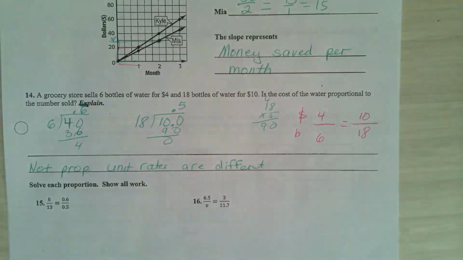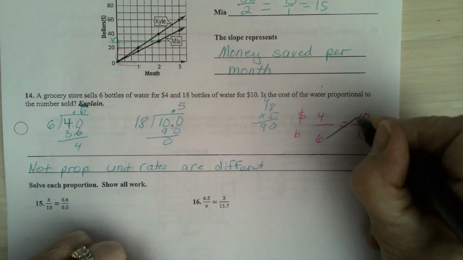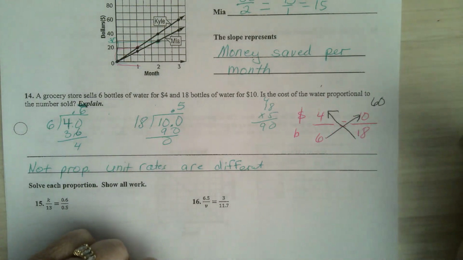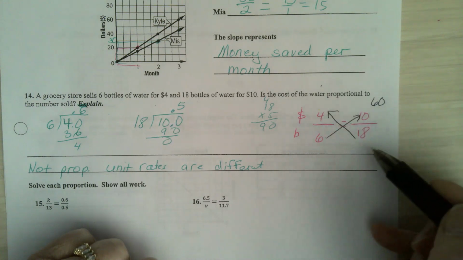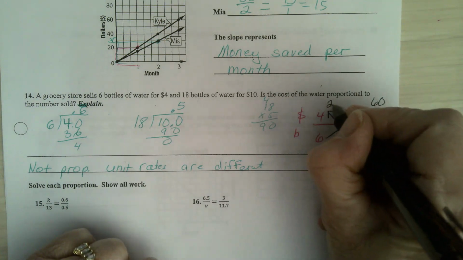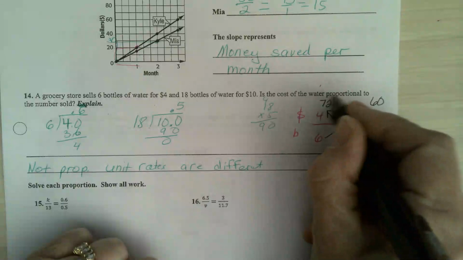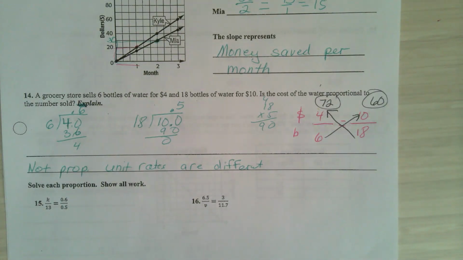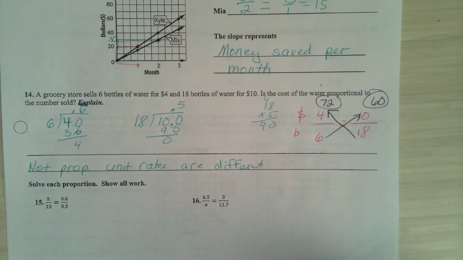When I do my cross products, 6 times 10 is 60. If they were proportional, they would both equal 60, but they're not. 4 times 18. So the cross products are different too. That would be another thing that you could say. Okay, so there are two different things to telling if it's proportional.